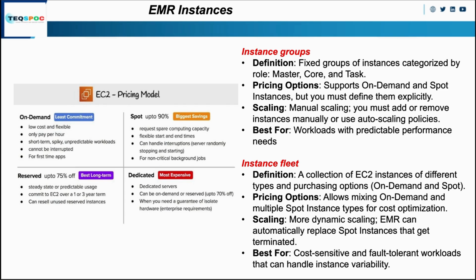So accordingly, the pricing option allows mixing on-demand and multiple spot instance types for cost optimization, and the scaling is also very smooth over here. More dynamic scaling: EMR can automatically replace the spot instances that get terminated. A spot instance can be terminated or taken away by AWS itself, right? So in that case, you may need new spot instances. AWS will do the scaling automatically. You don't have to put in any policy or any manual intervention. So that is the difference between the instance group and instance fleet, and the different pricing models, and how you can save some money when you're building an AWS EMR cluster.